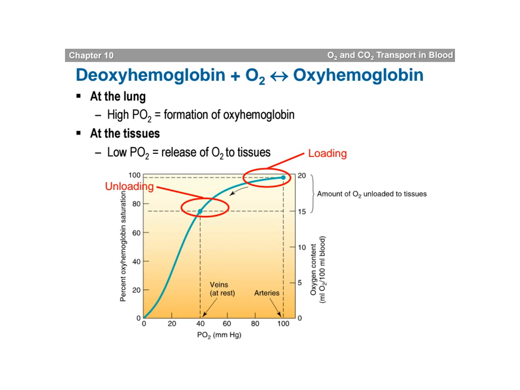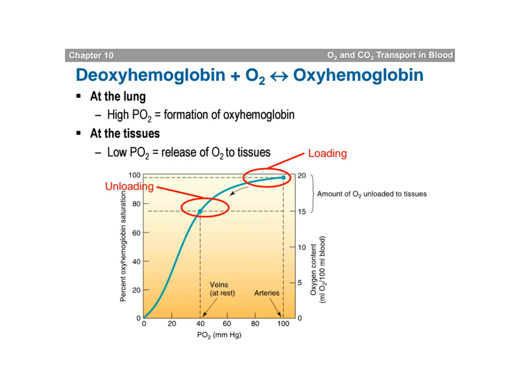And when a person's at rest, this phenomenon is called unloading. And when a person's at rest, the veins would have a partial pressure of about 40 millimeters of mercury by the time the blood has exited the capillaries and is being collected in the venules and going into small veins and so forth.